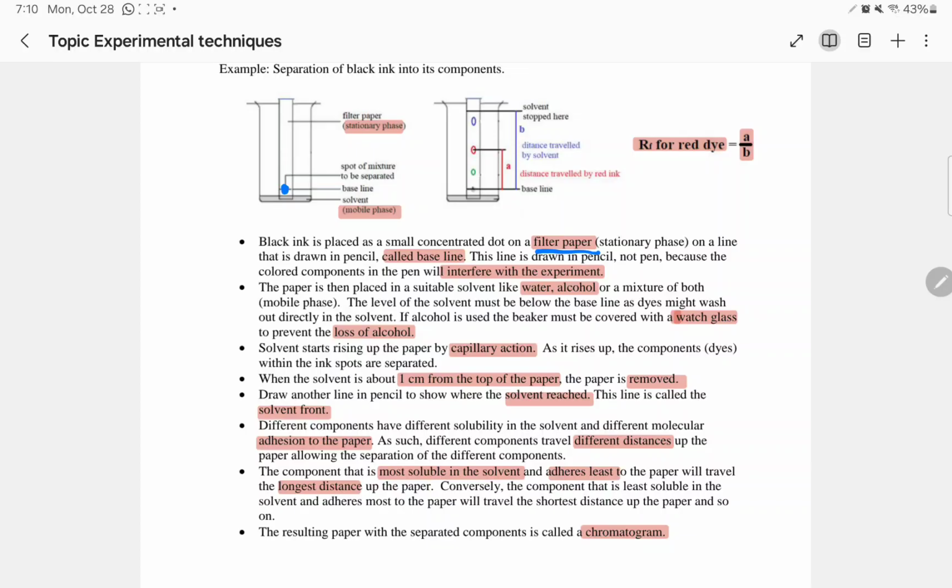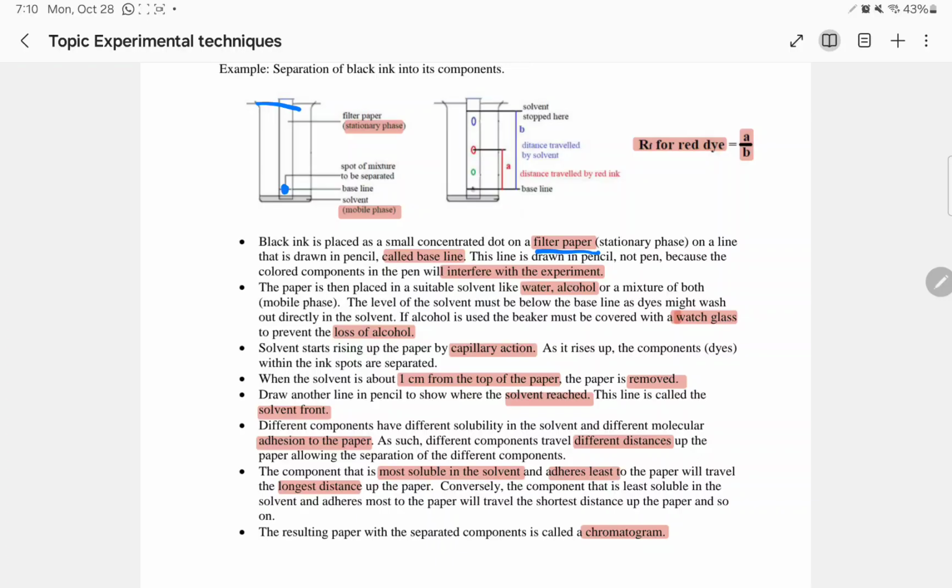By the way, if it's alcohol, you cover it so it doesn't evaporate, because alcohol is volatile, which means it evaporates readily at room temperature. Now it's going to go into capillary action, which means it rises up. And when it reaches somewhere over here, you stop and remove it. And the paper would be called a chromatograph.